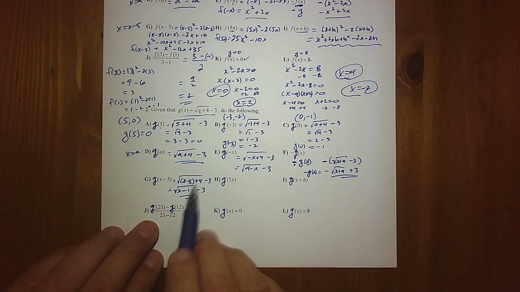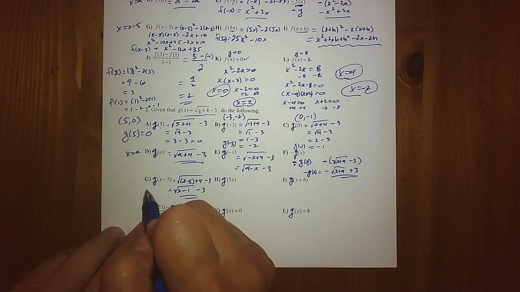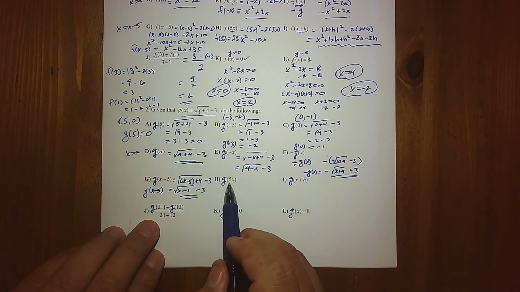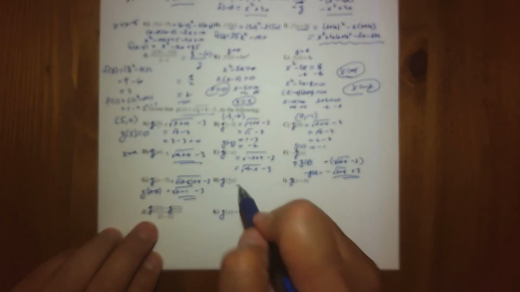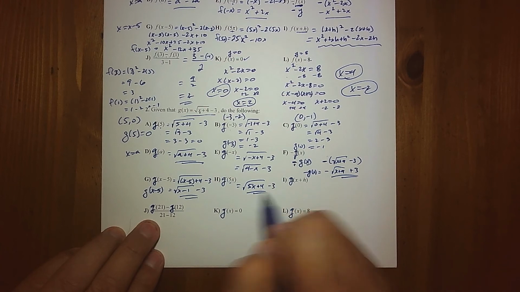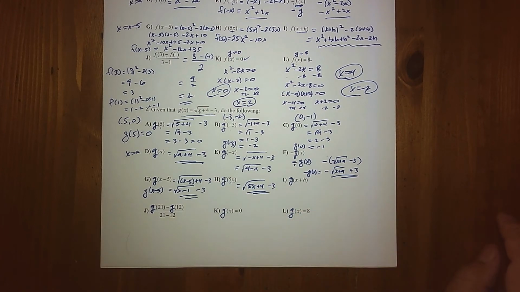Because negative 5 plus 4 is negative 1. So there would be g of x minus 5. What happens if I replace x with 5x? Well, you just have 5x plus 4 minus 3. And that's all I can do with that.